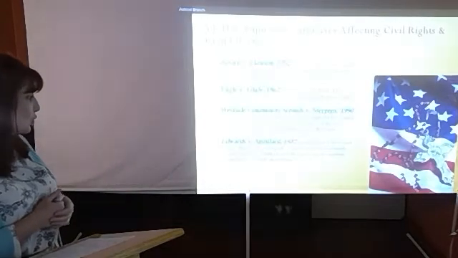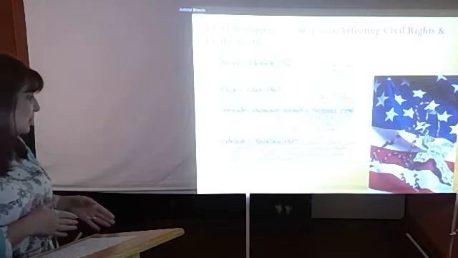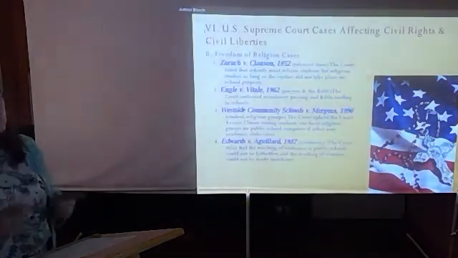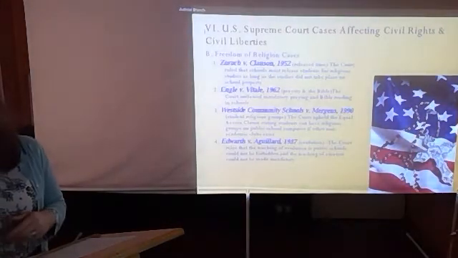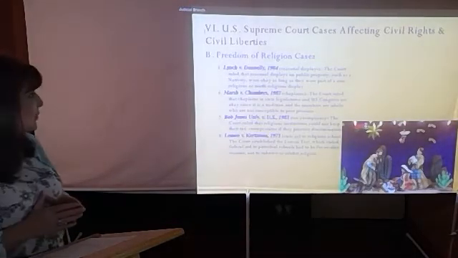And here the court ruled that the teaching of evolution in public schools could not be forbidden and the teaching of creation could not be made mandatory. Couple more freedom of religion cases.